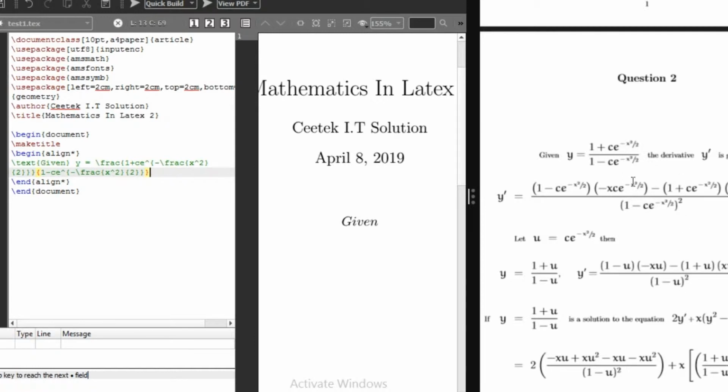Okay, so that's not all. Let's write the rest. So given the expression y is equal to the expression, the derivative. Since this is a text, we have to put it into the text command, and we say the derivative, and then we have another mathematics expression, so that's y prime, is, so another text, is given by. So let's compile the code and see what we get.